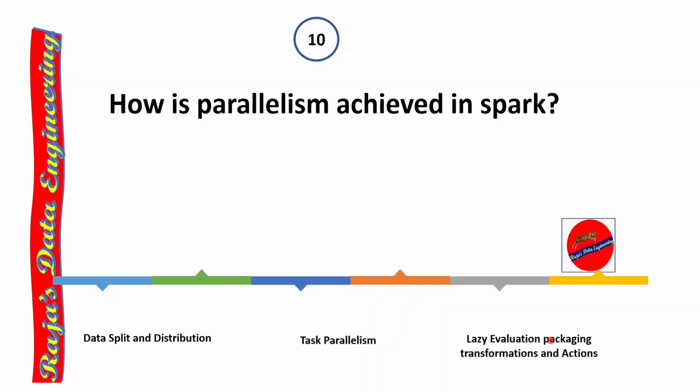When the Spark engine encounters a certain action, then only that particular action, along with all the previous transformations, will be packaged together and executed. And that execution will happen in parallel. This is what we need to focus on for this question.